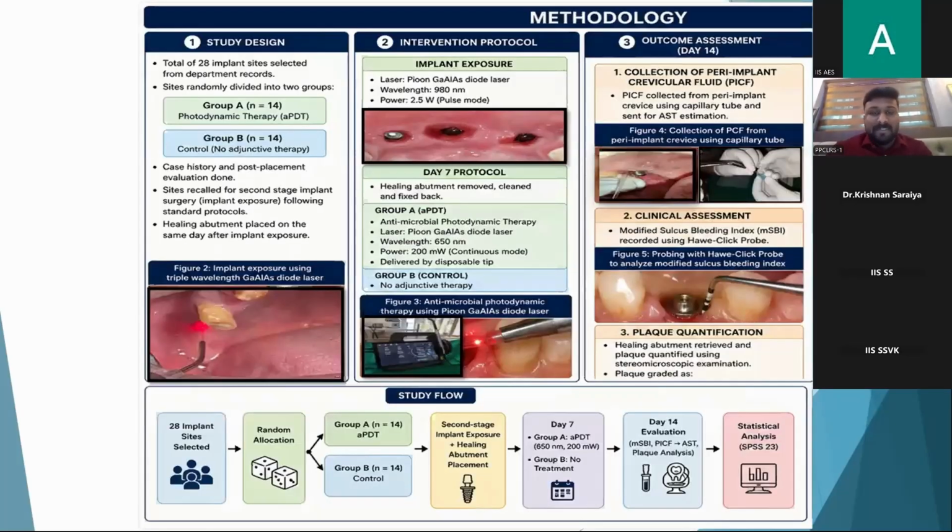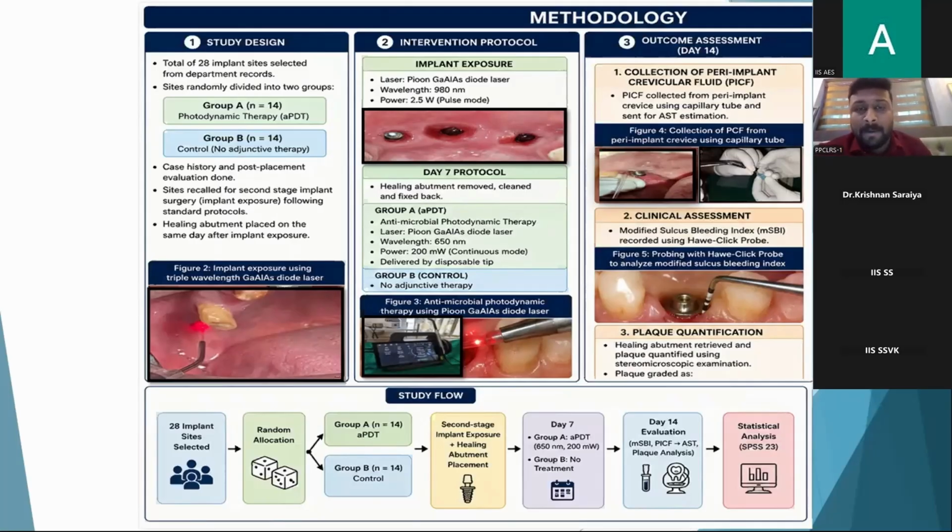The methodology of the study is that 28 implant sites were selected and randomly divided into two groups, Group A and Group B, with 14 sites each. Group A is the group where photodynamic therapy is provided, and Group B is the group where no adjunct therapy is done. Following implant exposure using a gallium aluminum arsenide diode laser, the healing abutment is placed.